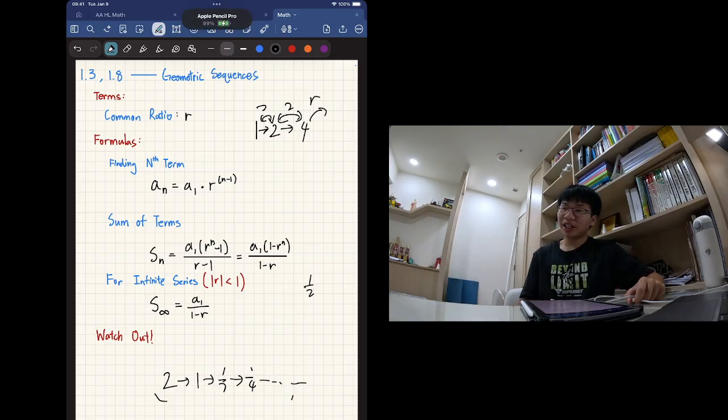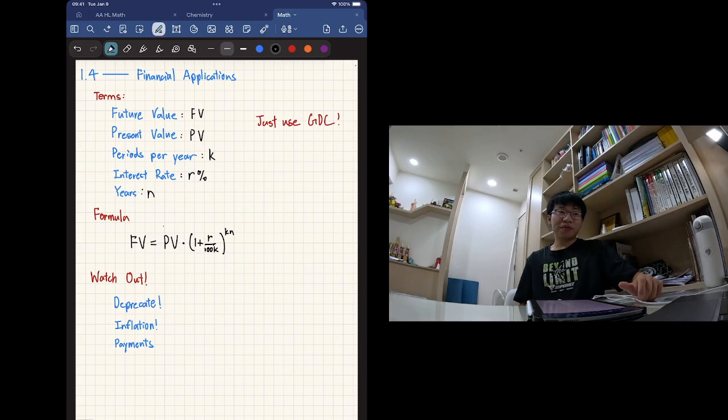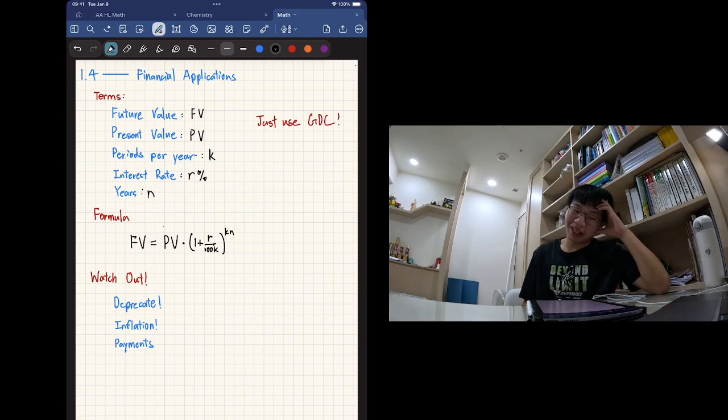And some things to watch out for here, I think, are that geometric sequences really are tricky, and there's a lot of ways that they can be worded that you don't recognize as geometric sequences. And we'll get to see that in the financial application part. So 1.4, I think, is a really tedious subunit. It's basic geometric sequences, but with money. And there's only one formula you need to know, but you really do need to know that well.